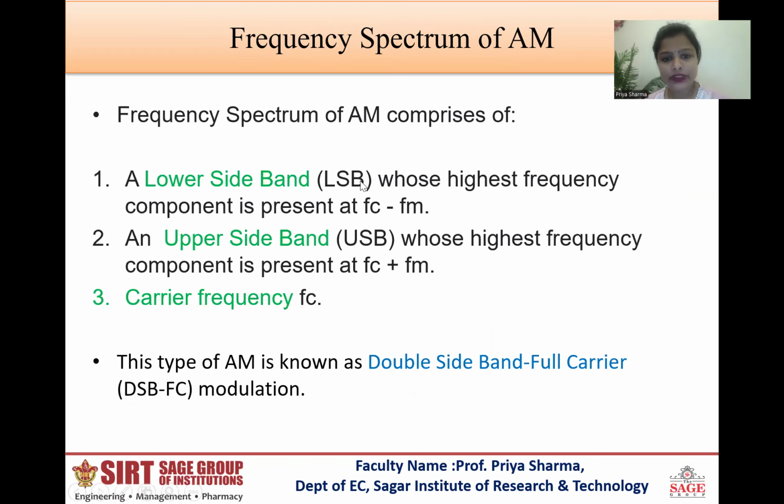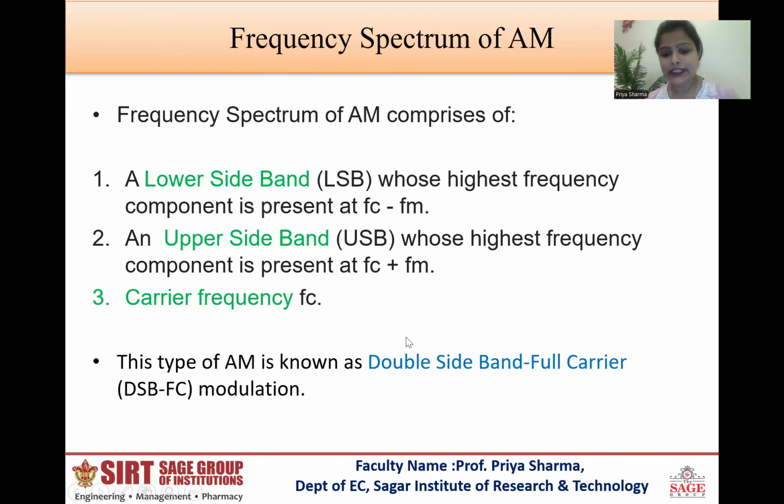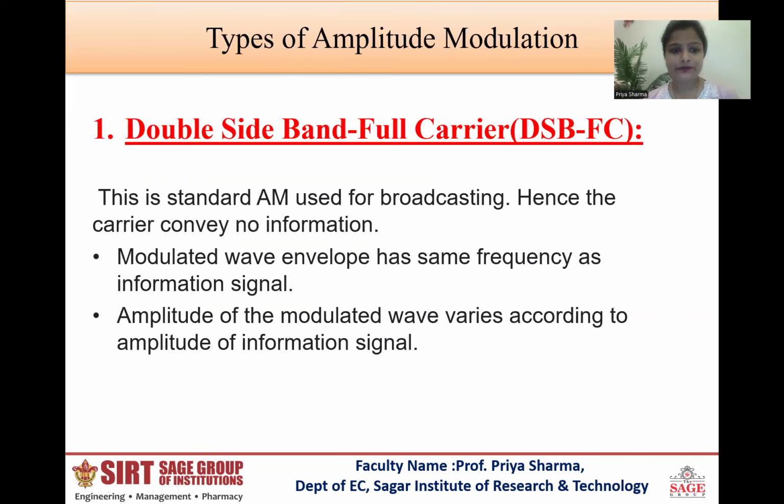As I have told you, it consists of three components: a lower sideband with the highest frequency component of fc minus fm, an upper sideband with the highest frequency component of fc plus fm, and a carrier frequency. Now, as I have told you, it is known as double sideband full carrier. Why? Because it contains two sidebands, an upper sideband and a lower sideband, so double sideband with the full carrier. That is why it is known as double sideband full carrier modulation. I think now it is clear why it is known as this.